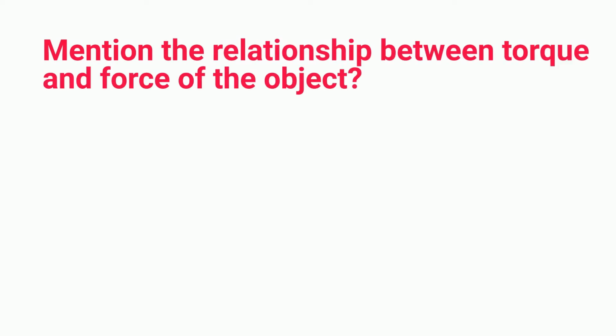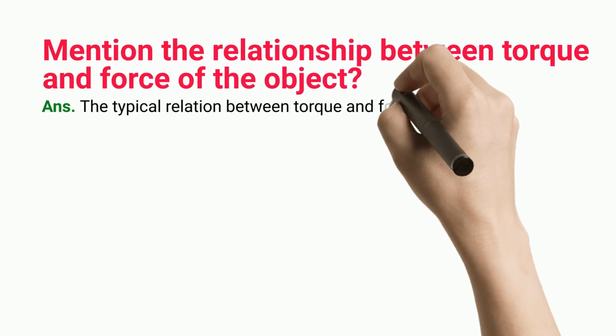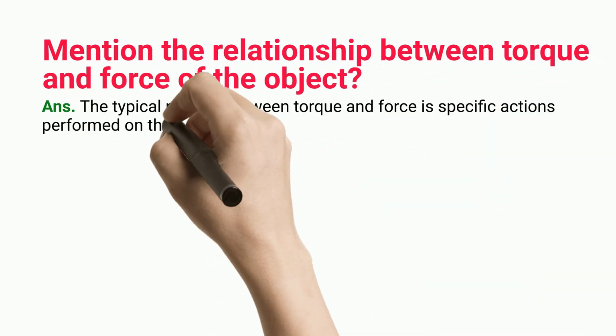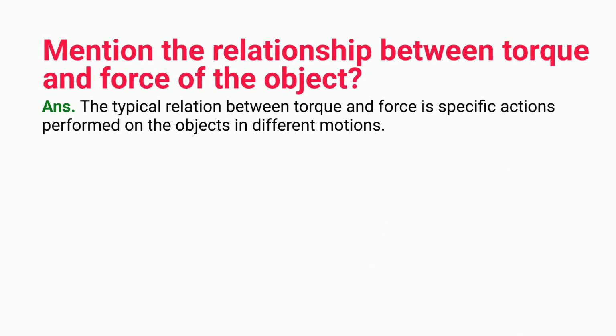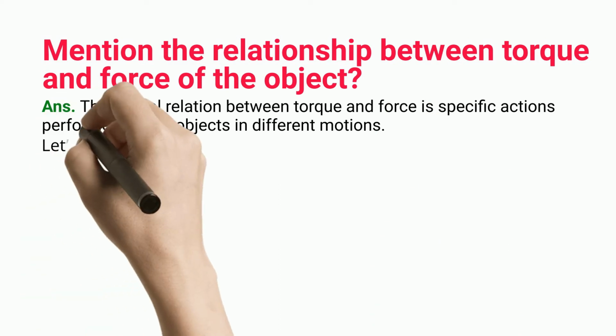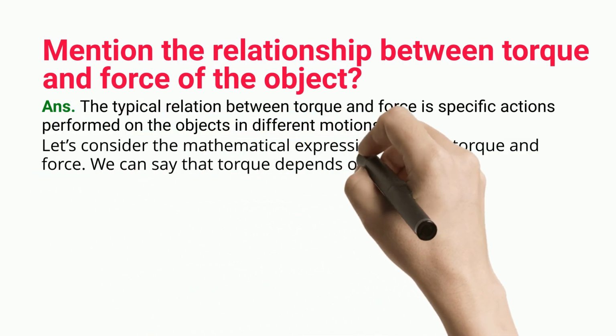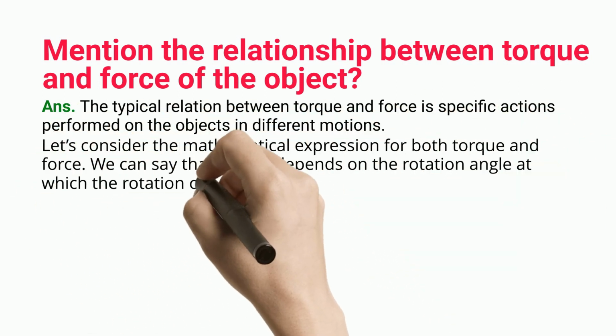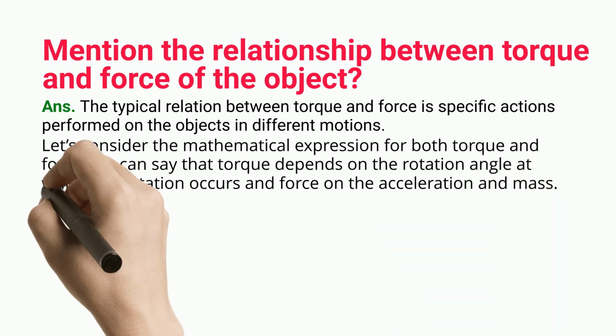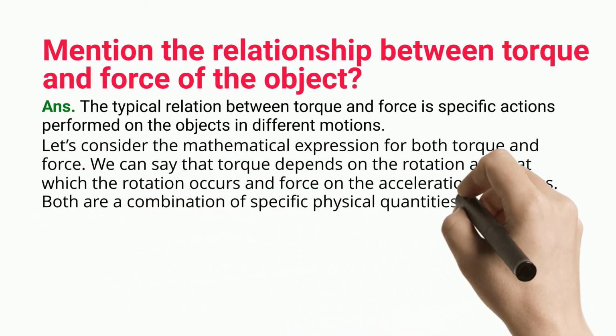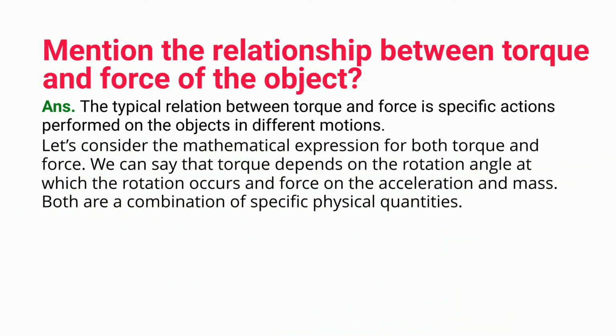Mention the relationship between torque and force of the object. The typical relation between torque and force is specific actions performed on the objects in different motions. Let us consider the mathematical expression for both torque and force. We can say that torque depends on the rotation angle at which the rotation occurs and force on the acceleration and mass. Both are a combination of specific physical quantities.